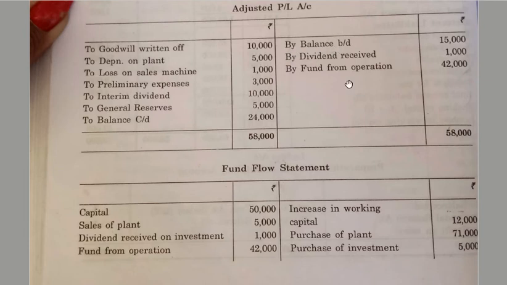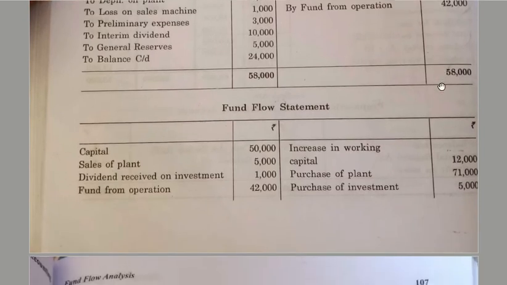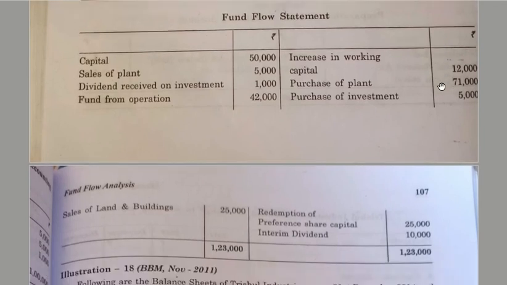If it is funds from operation, it will be from your debit side. If it is funds to operation, it will be in your credit side. Sorry, if it is funds from operation, it will be in your credit side. If it is funds to operation, it will be in your debit side. So by dividend received is 1,000. Funds from operation, which is a balancing figure, is 42,000. So fund flow statement.